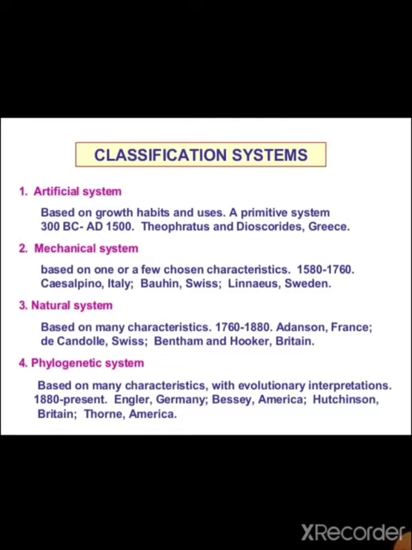Natural system, this type of system is based on many characters. Phylogenetic system, based on many characters with evolutionary interpretations. Engler, Prantl, Bessey, Hutchinson, Thorne. These are a few examples of phylogenetic classification systems.